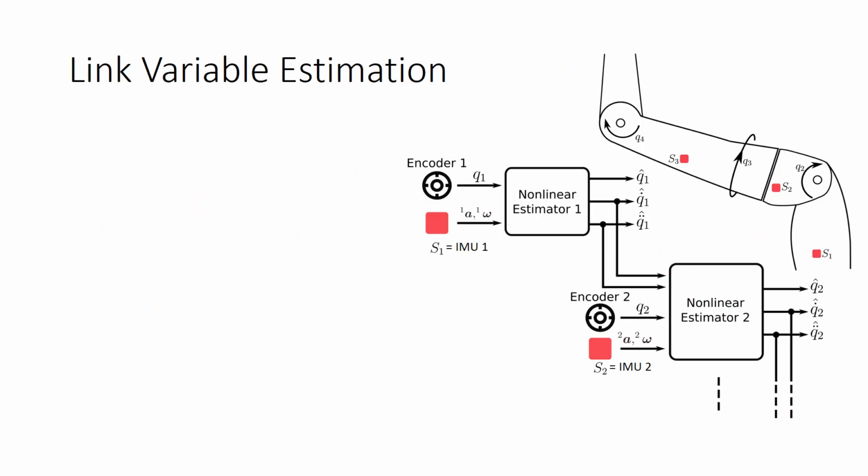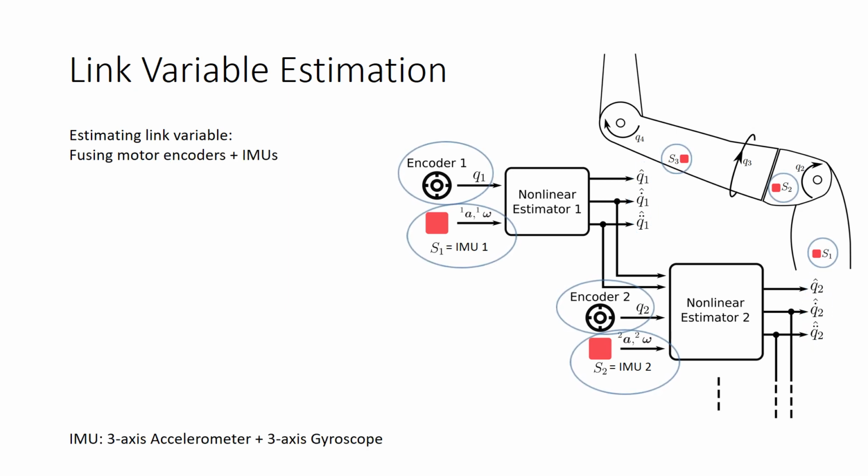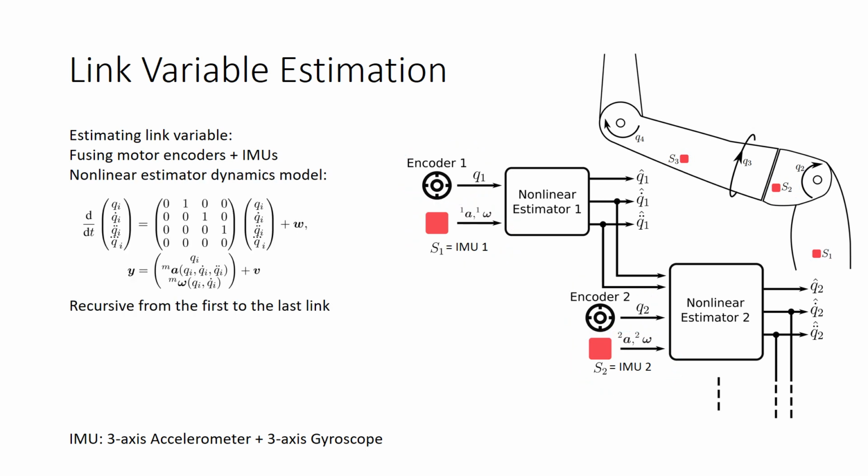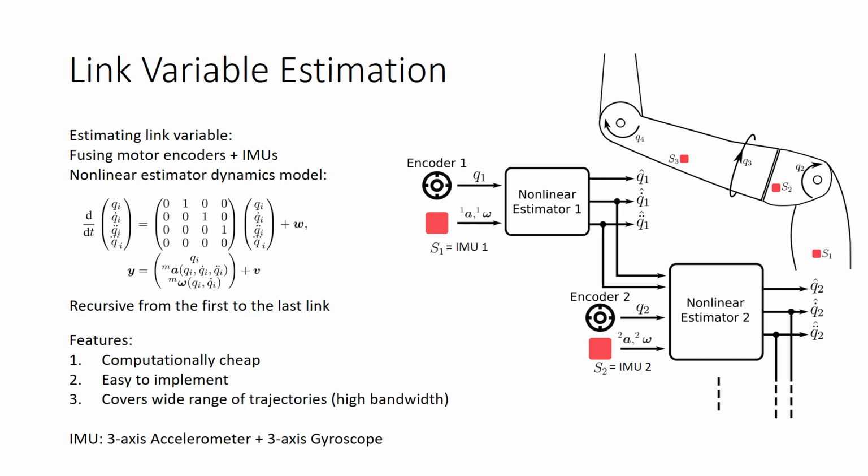We have previously shown that we can estimate the manipulator link variables, including link velocity and acceleration, by fusing IMUs with the robot motor encoders. For this, we installed one IMU per manipulator link. The measurements are consequently fused in a nonlinear estimator with the following dynamics model. It is evident that this method is computationally cheap, easy to implement, and covers a wide range of trajectories.